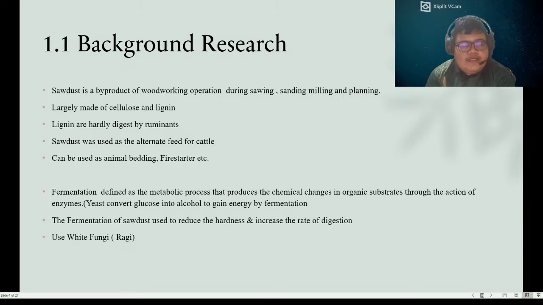Fermentation is defined as the metabolic process that produces chemical changes in an organic substrate through the action of enzymes. The fermentation of sawdust is used during the project to reduce the hardness and increase the rate of digestion. And we use the white fungi or ragi during the project.